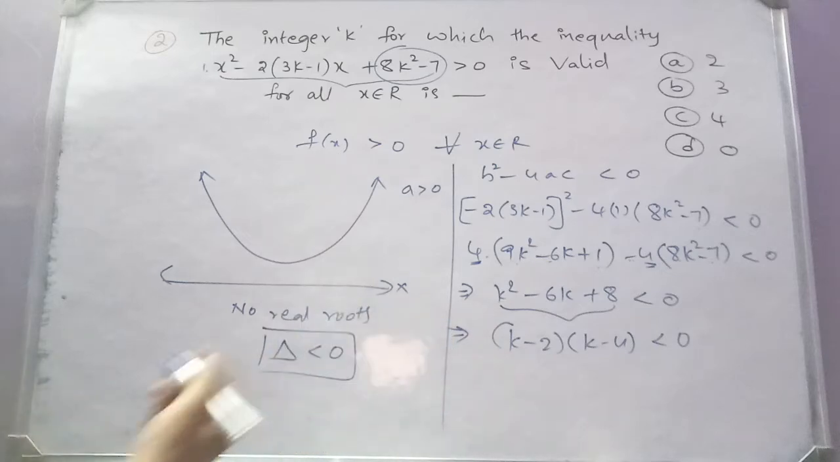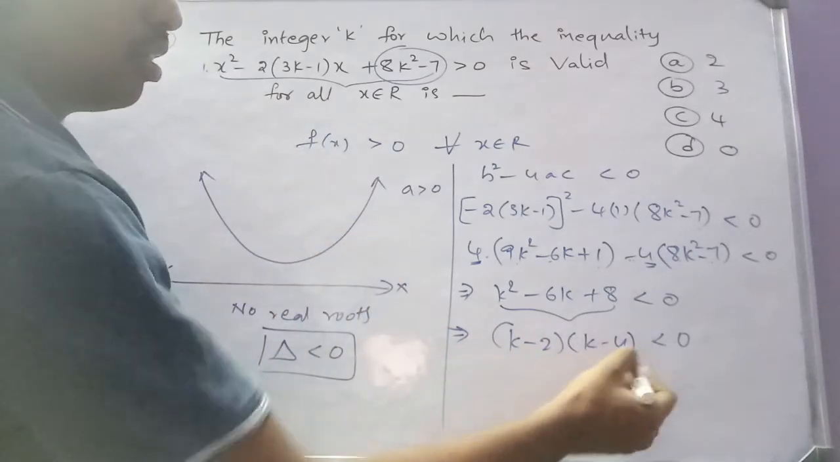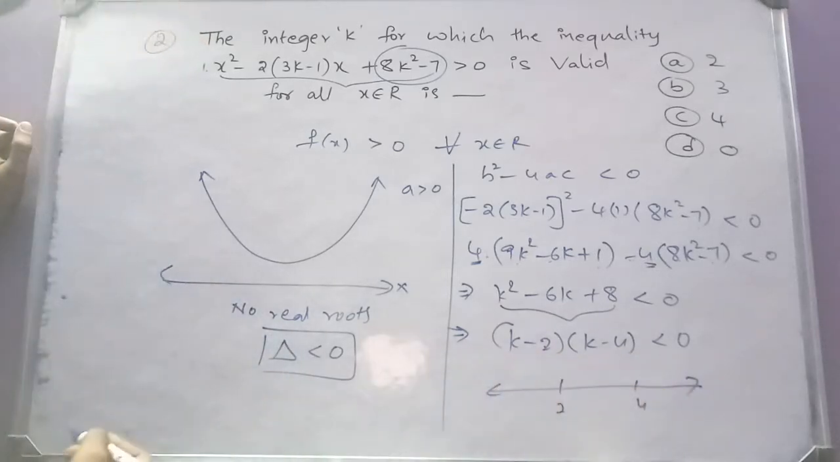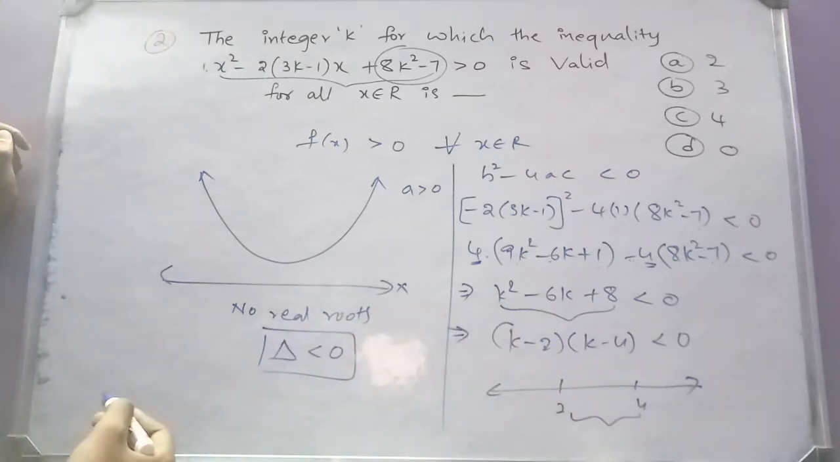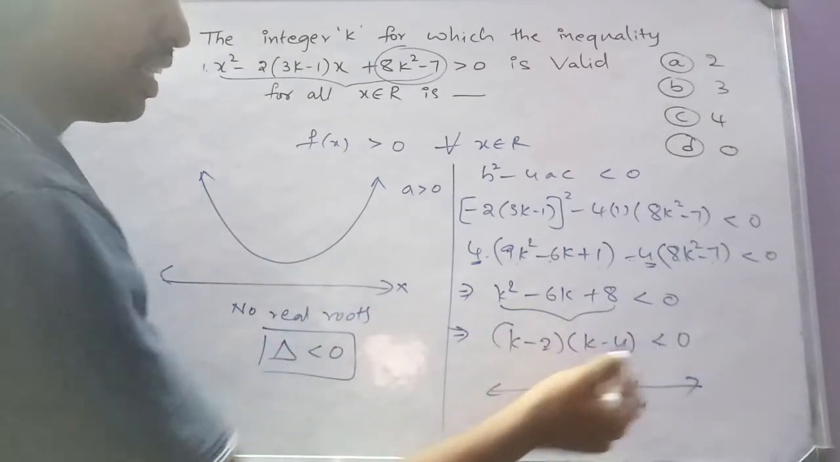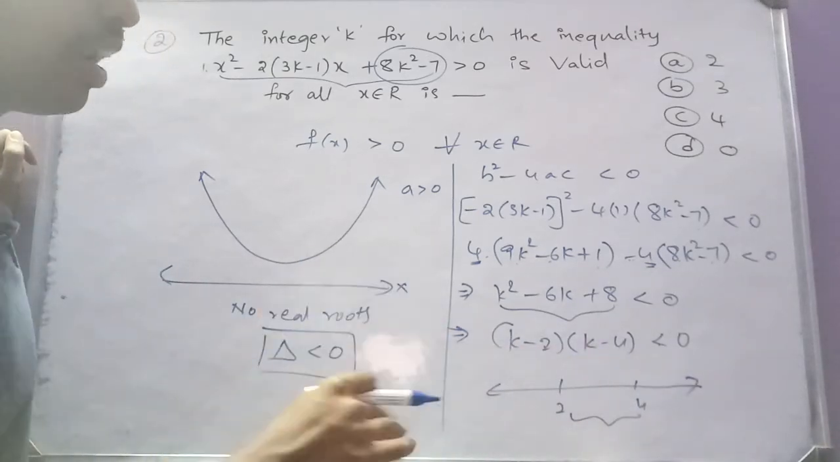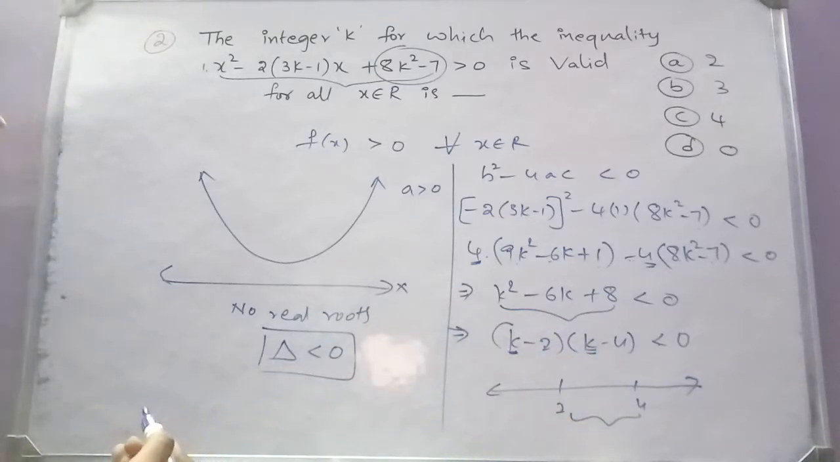Either you can use the wavy curve method, or we can also directly say that if you go to the number line, the zeros are 2 and 4. As the symbol is less than, we should take the values between 2 comma 4. If the symbol is greater than, I will take the values away from 2 comma 4. And moreover, we will do it like this when the coefficient of k square is positive.